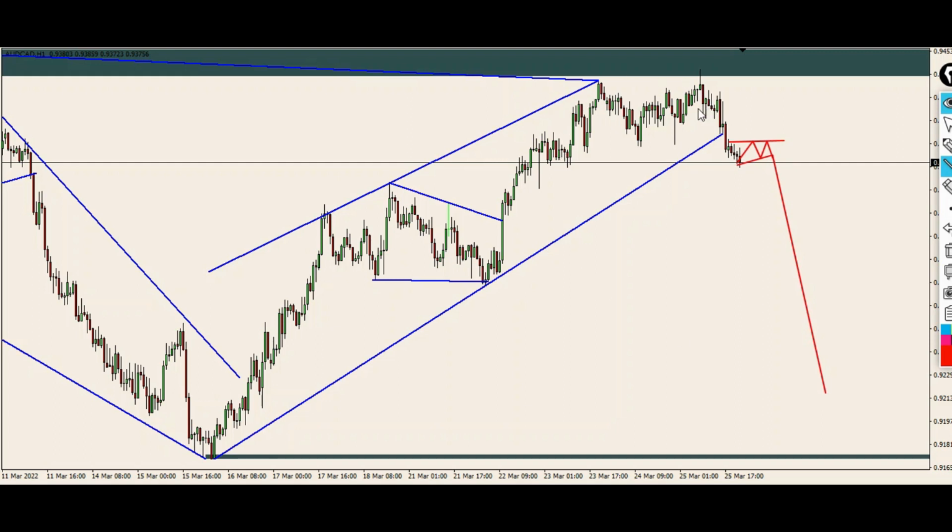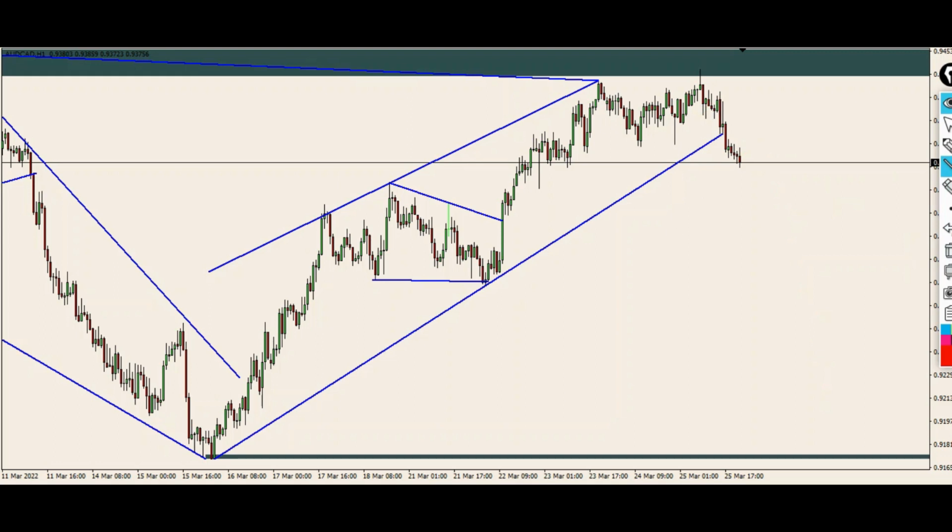But if you wanted to, you could have entered above here. This candlestick pattern here, which is an evening star, was good enough for a sell in my opinion, but it's up to you, so it is what it is. That will be all for Aussie Cad. Let's move on to NZD Cad.